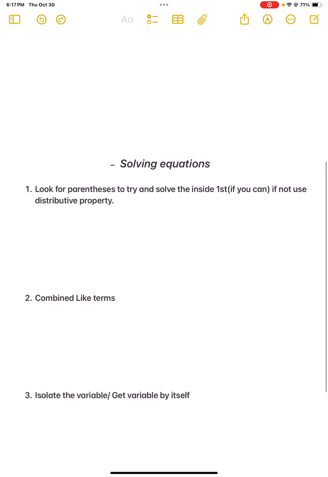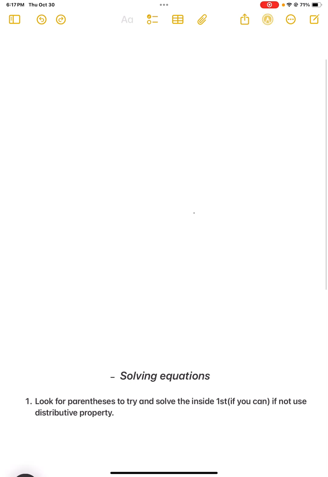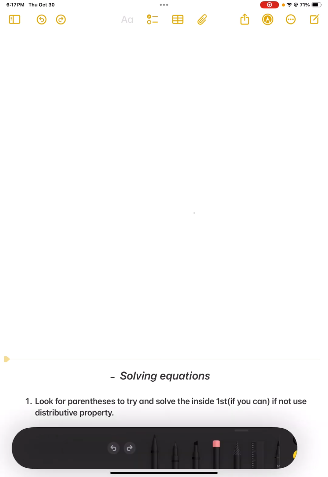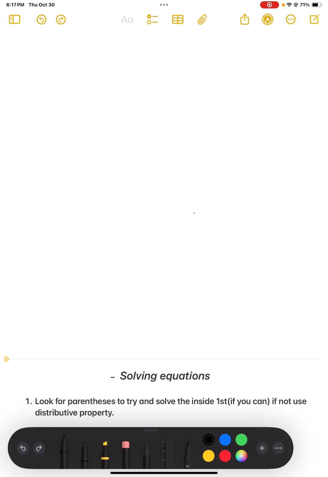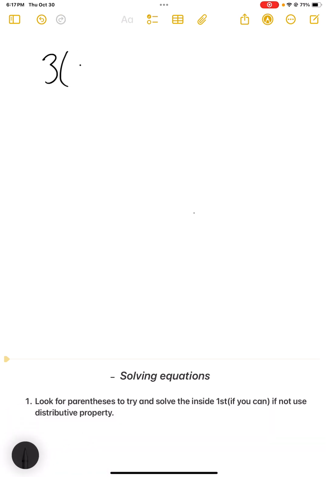Now, what that looks like would be if you have, say, 3 open parentheses, 2x minus 4 close parentheses is equal to, I don't know, 16.